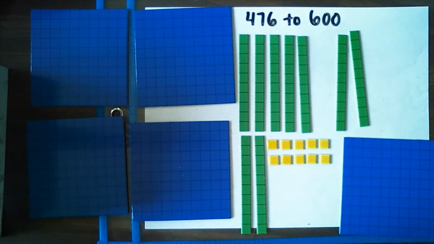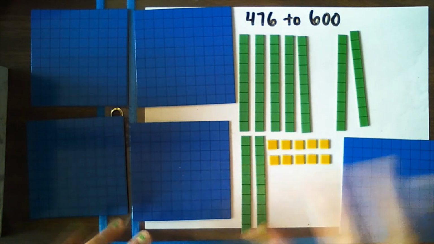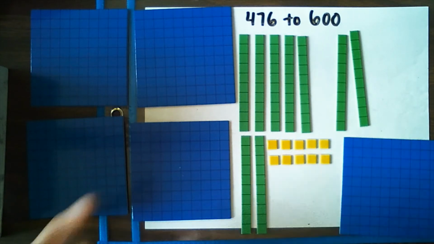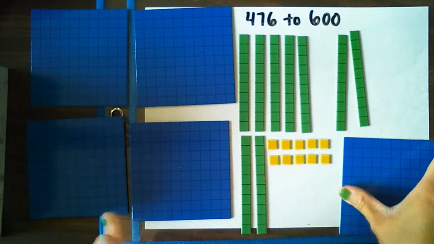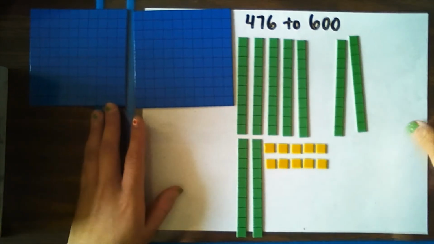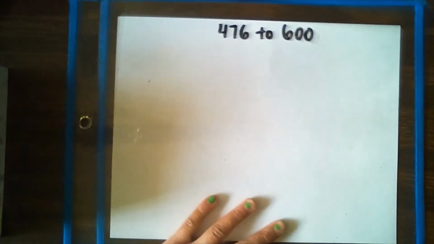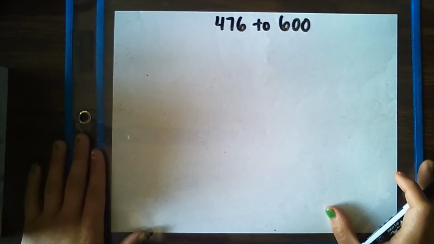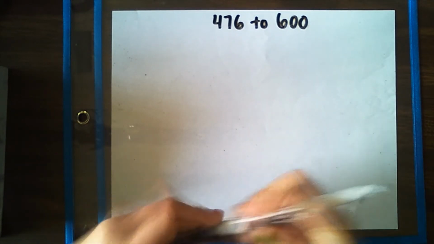Okay, my friends. Now that we have counted from 476 to 600 using our base 10 blocks, we're going to go ahead and show that using just numbers. Okay, so we're going to slowly get rid of these. Now we're coming back, and we're going to write the numbers that show the way that we counted.